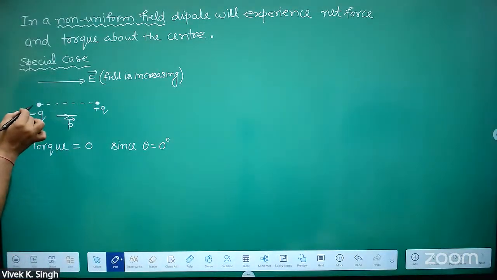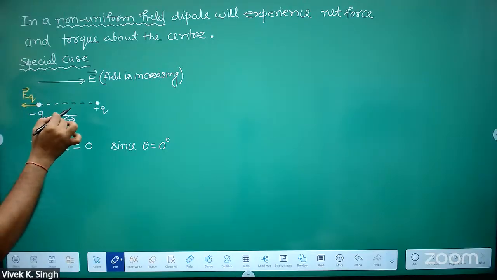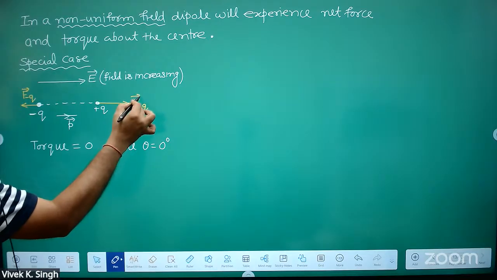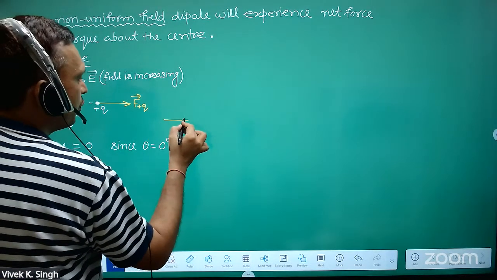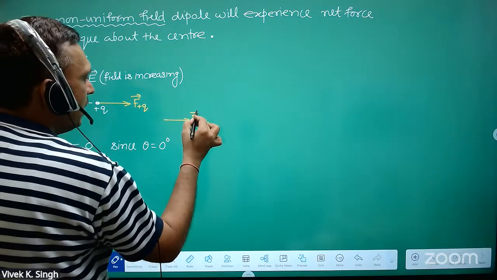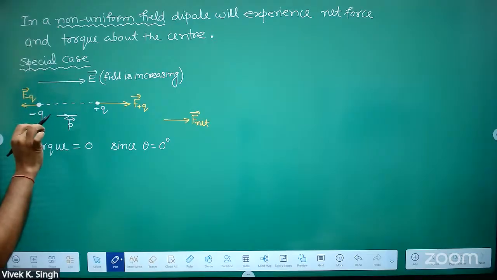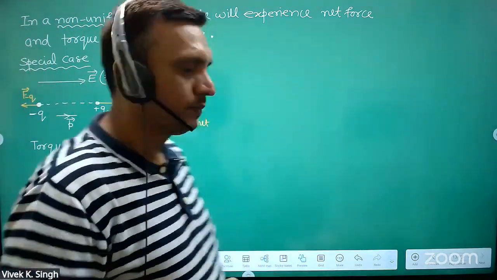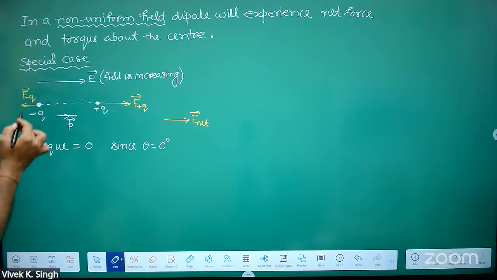So what will be the force experienced by minus Q charge? It will experience force in this direction. Yes or no? And plus Q will experience force in this direction, but its magnitude will be larger. Yes or no? So it means there will be a net force on the dipole in this direction. It means when a dipole is placed in an external field and the field is increasing in this direction, there will be net force on the dipole in the direction of increasing field. But torque will be 0 because the angle between these two is 0. Theta is 0, that's why torque is 0.